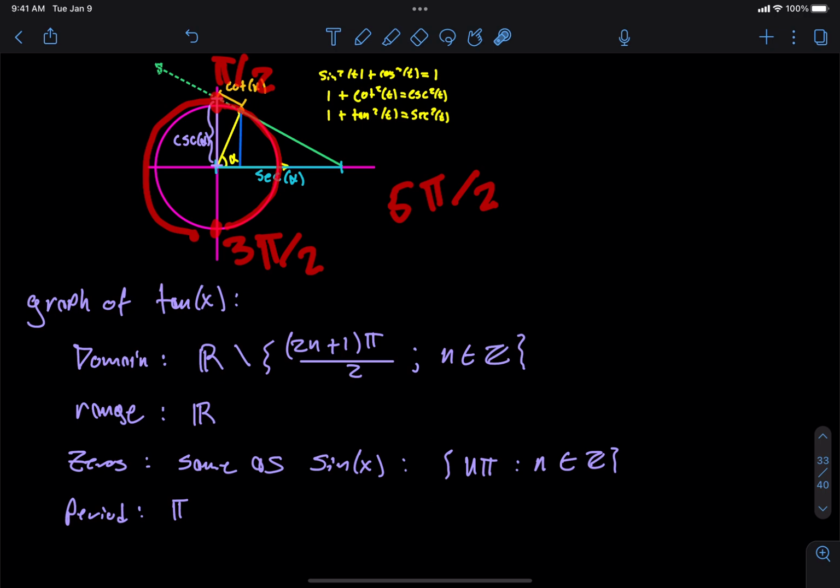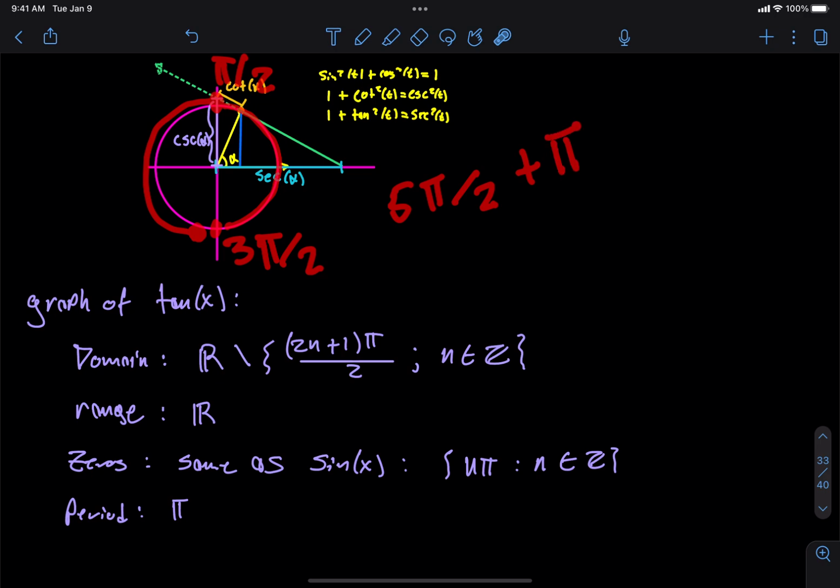If I added pi to 5 pi over 2, what would I get? How do I do that? Well, let's do it together. 5 pi over 2 plus pi. How do I reconcile this?